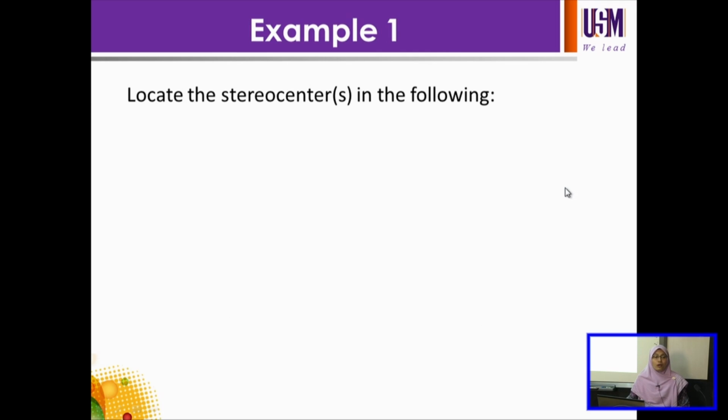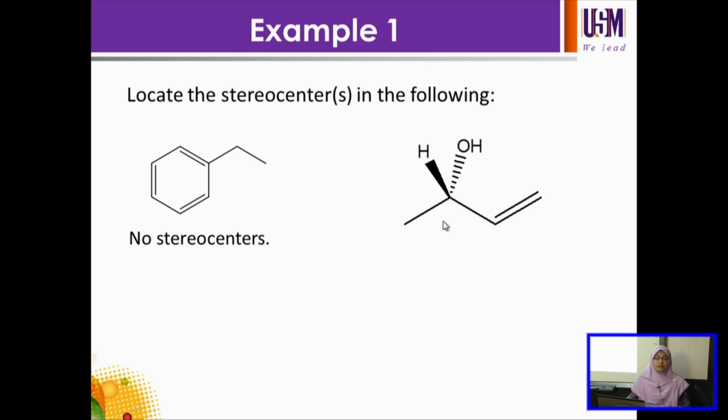So, example 1, locate the stereocenters in the following. For this compound, there is no stereocenter, because there is no tetrahedral carbon bonded to 4 different groups. In this structure, however, we have 1 stereocenter because this carbon is attached to 4 different groups: hydrogen, hydroxyl group, methyl group, and also this 1 group here.